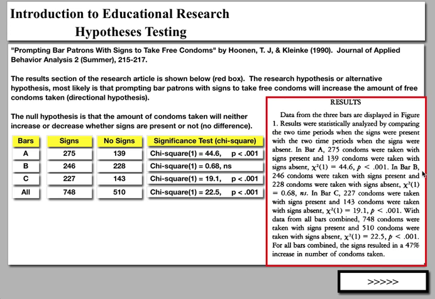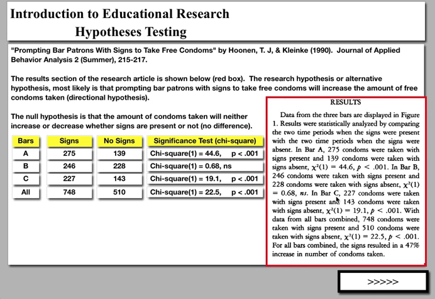Now in bar B, 246 condoms were taken with signs present. 228 condoms were taken with signs absent. They did a chi-square test with 1 degree of freedom. The chi-square score was 0.68 and NS, not significant. And that's right here. This is bar B, right there.